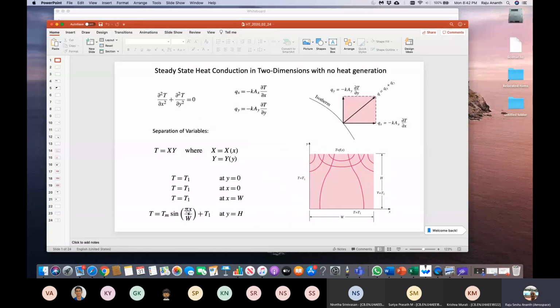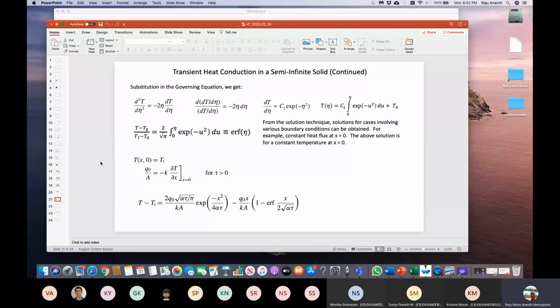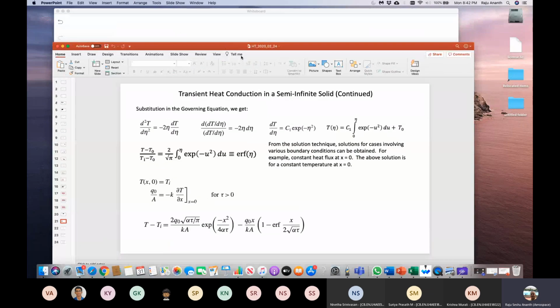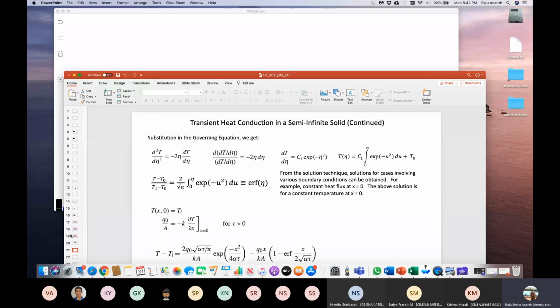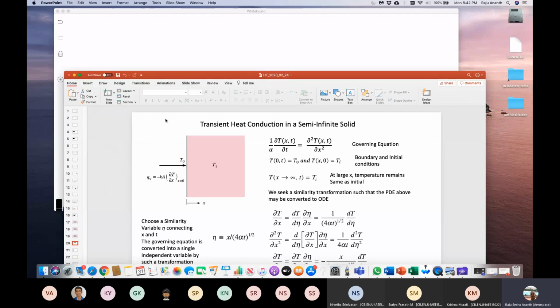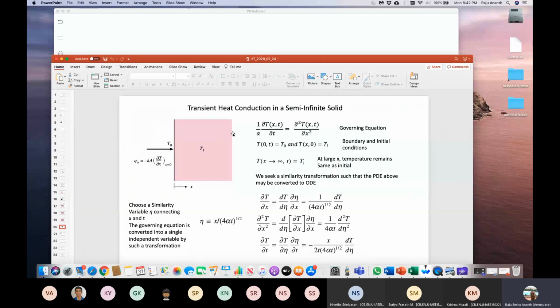Okay. So this is where we were. All right. So basically, what we are doing here. Let's see. The problem that we have is an infinite body.